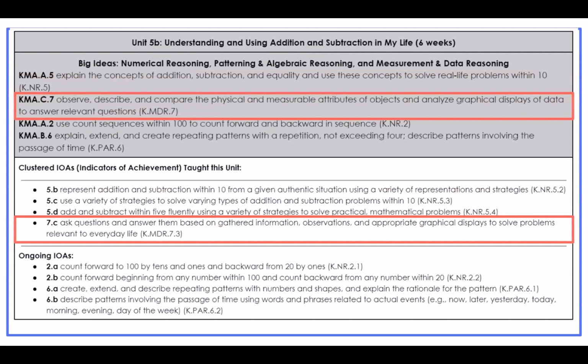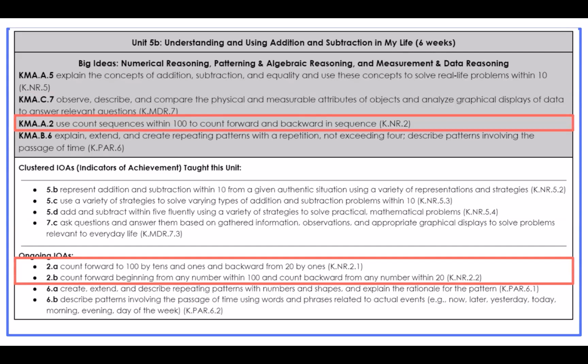AKS 7 consists of physical and measurable attributes of objects and analyzing graphical displays. During Unit 5B, we will revisit Indicator 7.C. The goal is to use mathematics to make sense of the world around them by asking questions that they care about and by collecting, gathering, and interpreting data to answer those questions. Students display their data using objects and pictures. Students should be able to use friendly language to explain their data and answer the overall question.